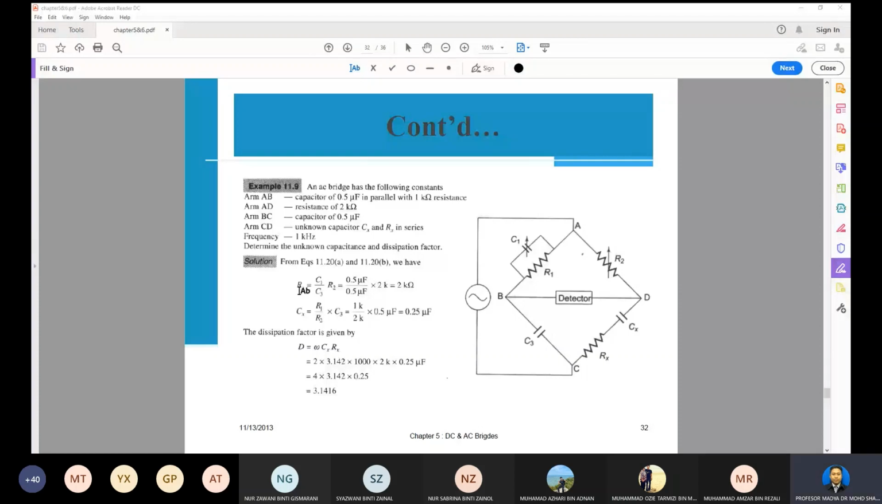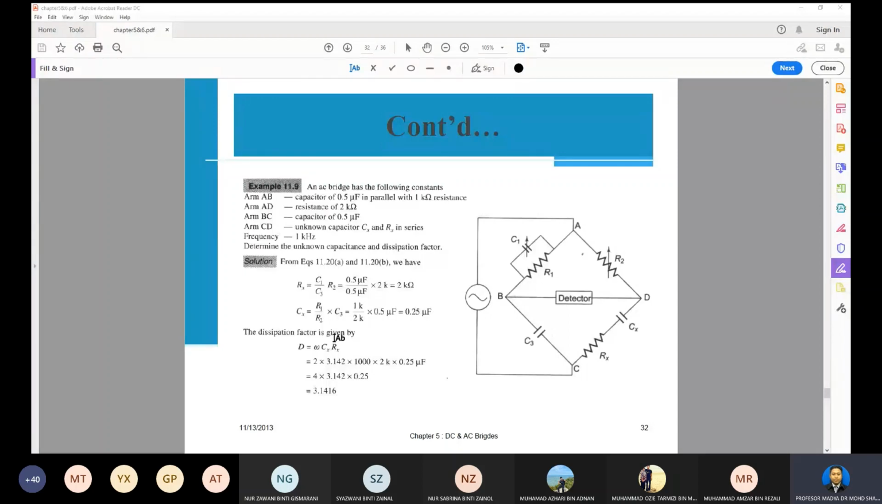For example, to calculate Rx, Rx equals C1 over C3 multiplied by R2. Then just substitute the values: C1 is 0.5 microfarad divided by the same 0.5 microfarad, multiplied by 2k, so it equals 2k. That is for Rx. And for Cx, the formula is R1 over R2 multiplied by C3, so Cx equals 0.25 microfarad.